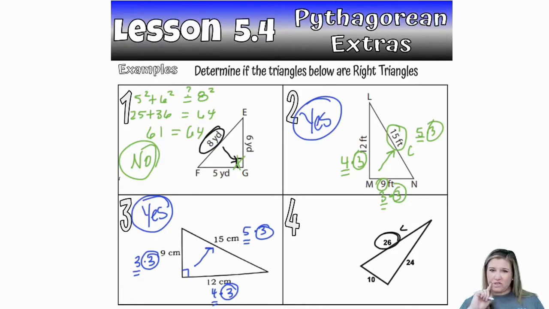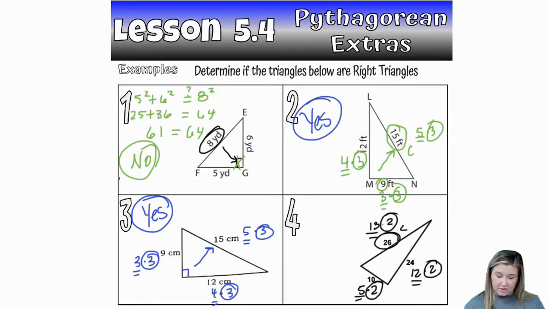But there's another cheat code, because this is 13 times 2. Guess what 24 is? 24 is 12 times 2. And 10 is 5 times 2. It's a triple: 5, 12, 13, all multiplied by the same number. Yes, cheat code, 5, 12, 13 triangle, okay?